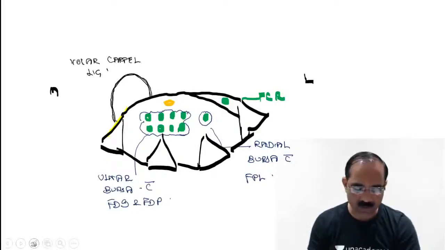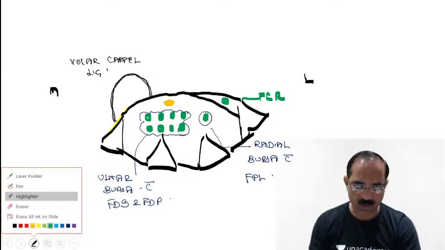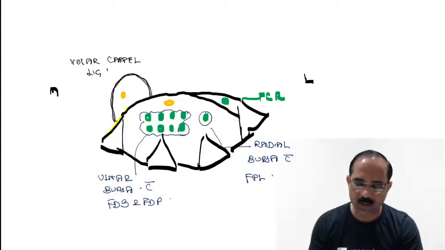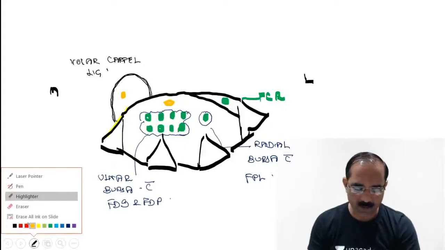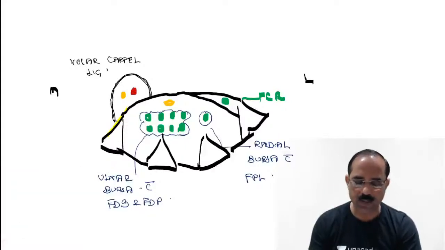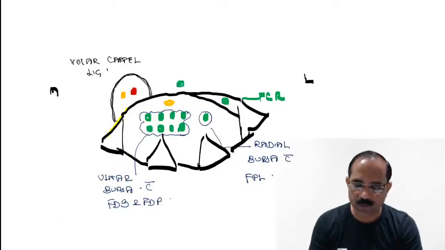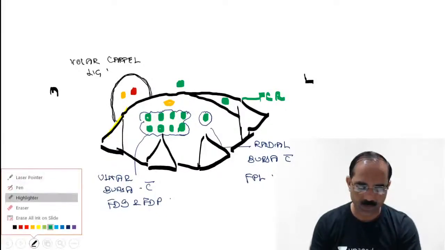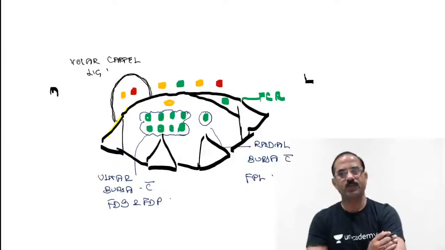Between this volar carpal ligament and the flexor retinaculum, what is this tunnel known as? That's Guyon's tunnel. Correct? What passes through Guyon's tunnel is the ulnar nerve and ulnar artery. Students, if you can tell me, what is this tendon of, what are these nerves here, and what is this artery? Come on students, if you can tell me this.